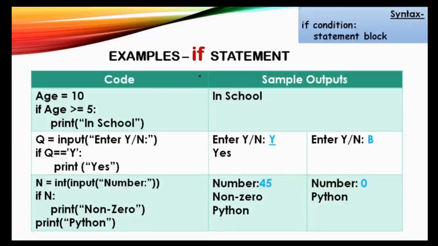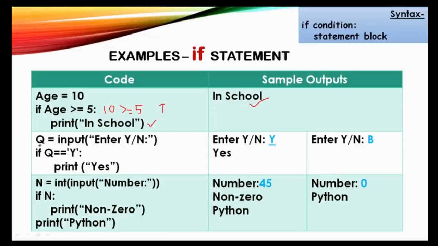Then some more examples of the if statement. The syntax is given here for your reference. Age equals 10, if age greater than or equal to 5. Here it is evaluating 10 greater than or equal to 5, and the condition is true. So print in school will be executed. The output is: in school.